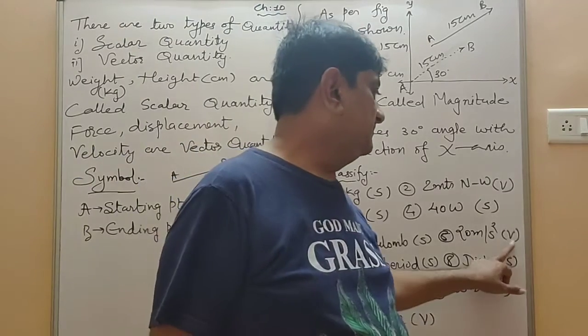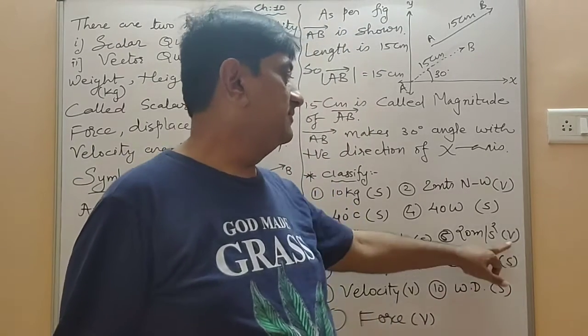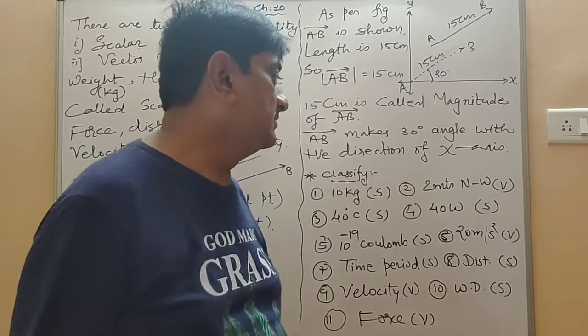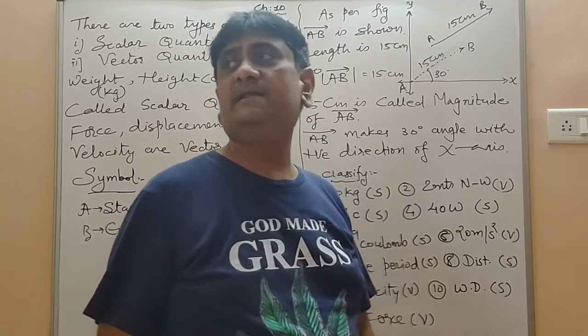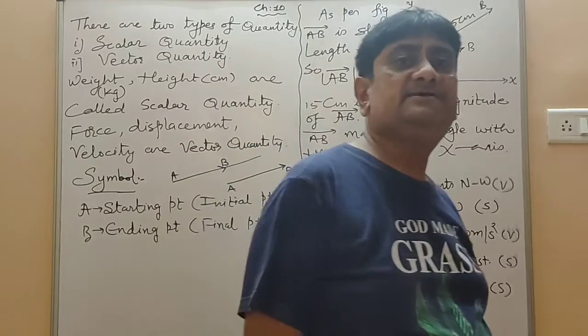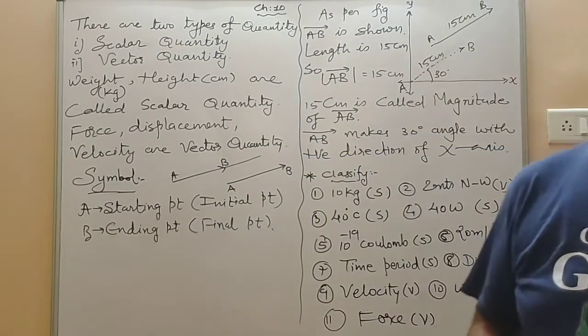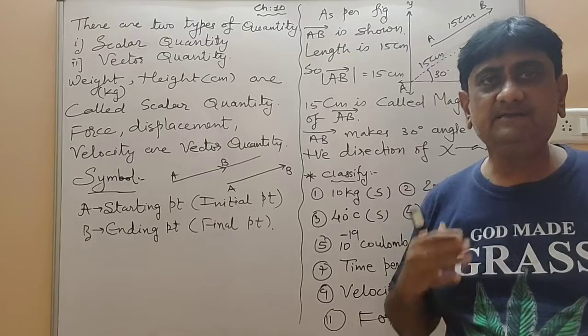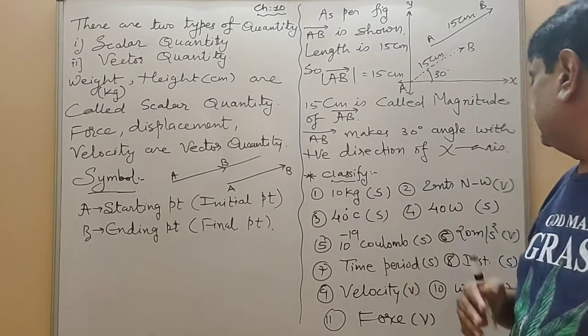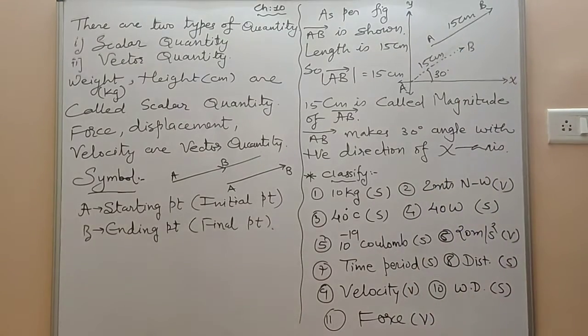It is a vector quantity. V for vector quantity, S for scalar quantity. So 20 meter per second square is a vector quantity because acceleration is there, and acceleration is a rate of change in velocity. What is the acceleration? Rate of change of velocity.